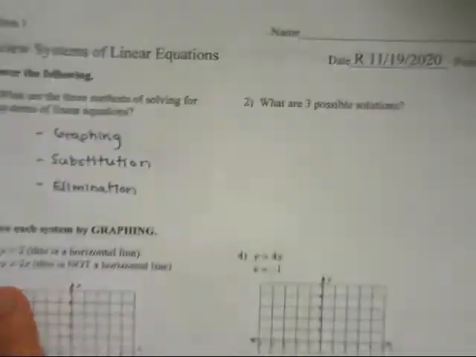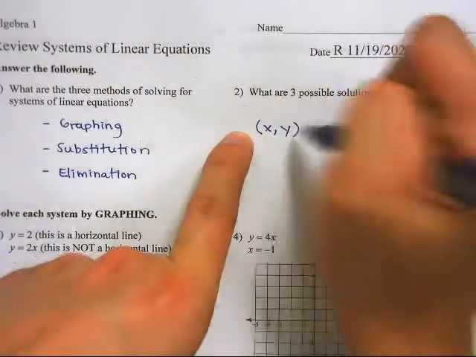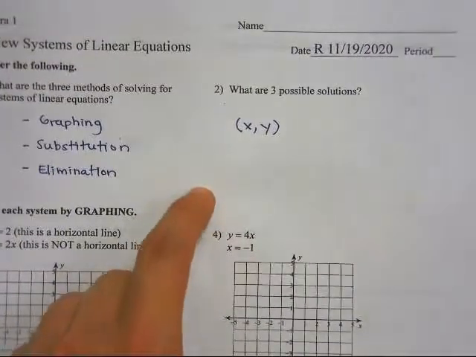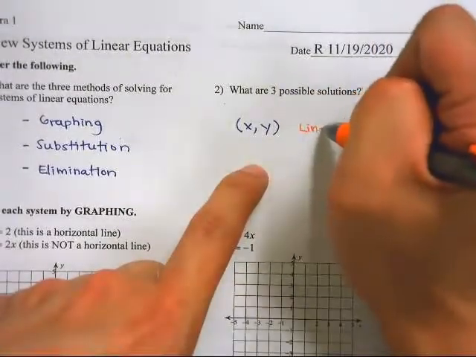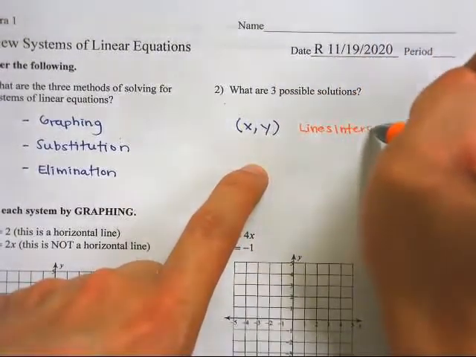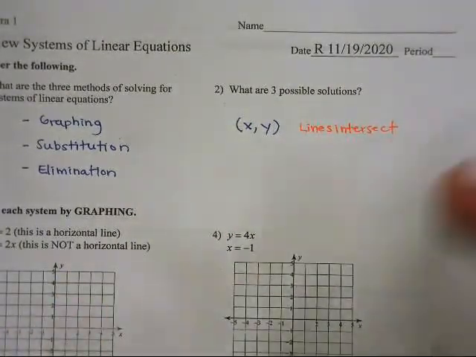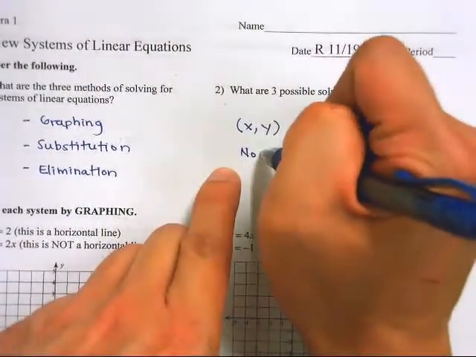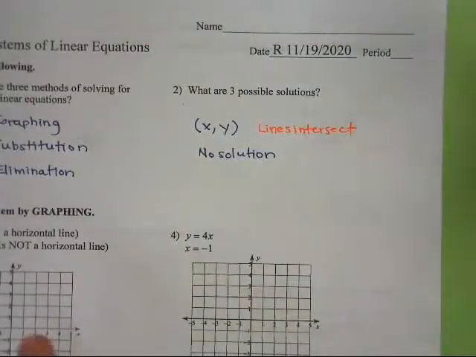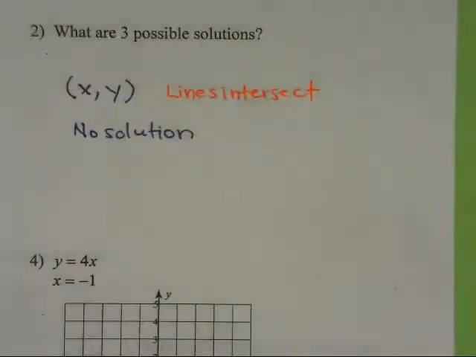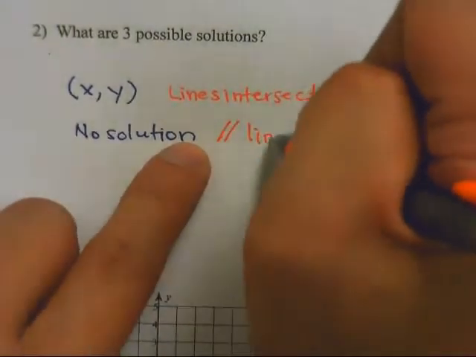Now when we move on to number 2, your three possible solutions, and I've been saying it all throughout this time, we either have an intersection, x comma y, which just means that the lines intersect, whether we do graphing, substitution, or elimination. Our second possible solution is no solution. What do the lines look like if there is no solution? Parallel lines. They don't intersect at all.